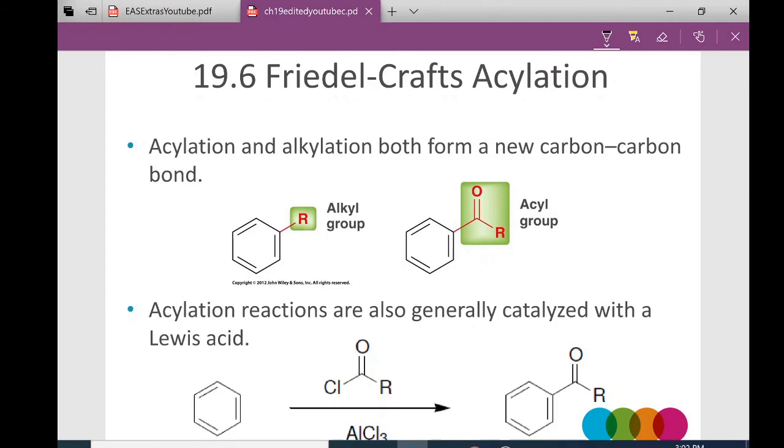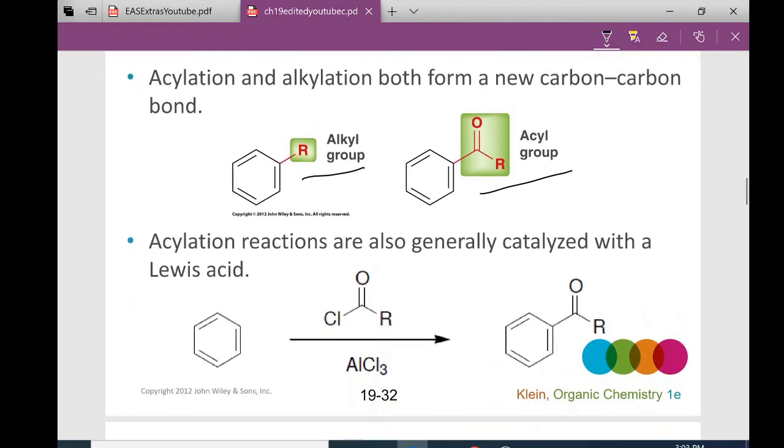So acylation and alkylation are both forming a new carbon-carbon bond. We just looked at alkylation where we're putting basically an R group on the ring. We can also see that we can put an acyl group on the ring. And this is actually a better method if you can get rearrangements. So if you add an alkyl group on that's not going to rearrange, then that's fine. We don't need to worry about doing an acylation. We're going to see that requires an extra step if you want to put an alkyl group on the ring.